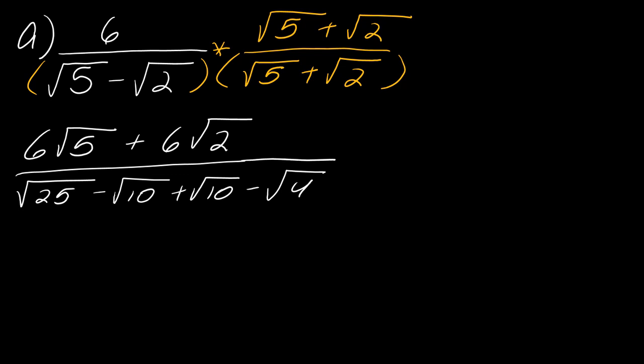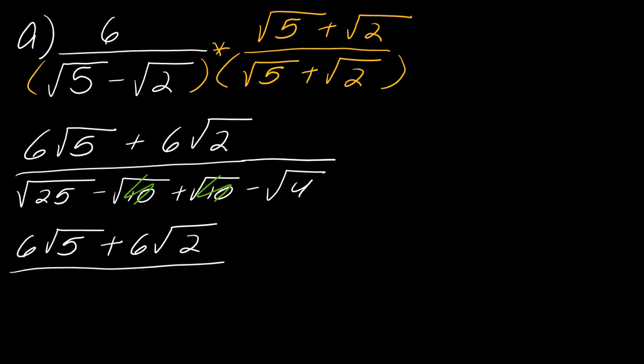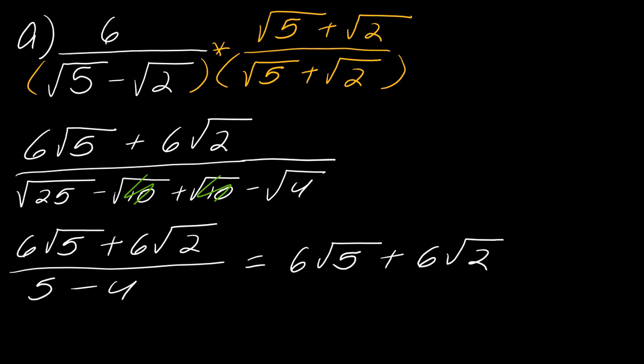Okay, so as you can see, the square roots of 10 drop out. So I'm left with 6 times the square root of 5 plus 6 times the square root of 2. And in the bottom, I get 5 minus 4. So this actually equals 1. So I don't even need the denominator in this case, and this will just equal 6 times the square root of 5 plus 6 times the square root of 2.